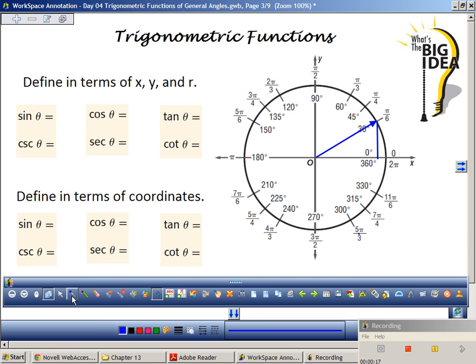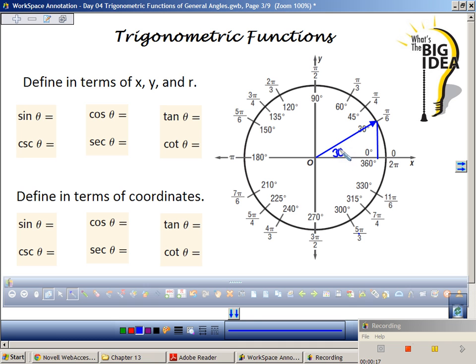Okay, so this is a 30-degree angle, correct? And if this is a 30-degree angle, then this is x, and this is y, correct? And that's how we get to pi over 6? Okay. So let's define in terms of x, y, and r.